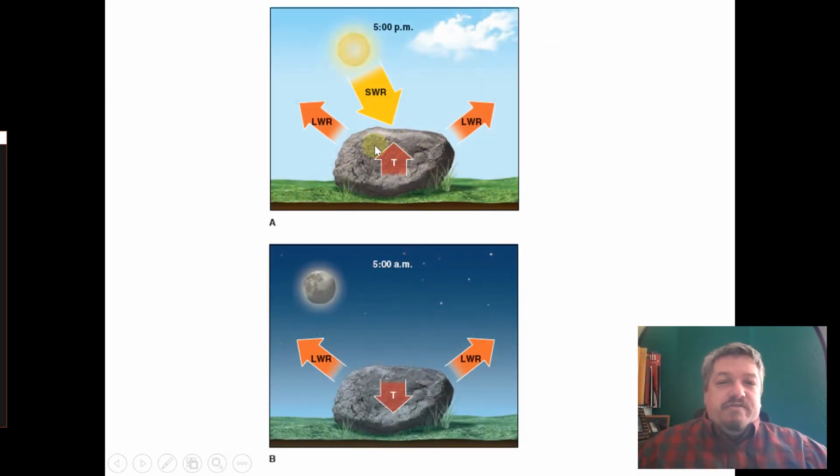In other words, let me show you this image. The temperature of this rock is basically a combination of how much energy, heat, shortwave radiation is absorbed during the day versus how much is reflected or released. So it's 5 p.m. This rock has been absorbing energy from the sun all day.